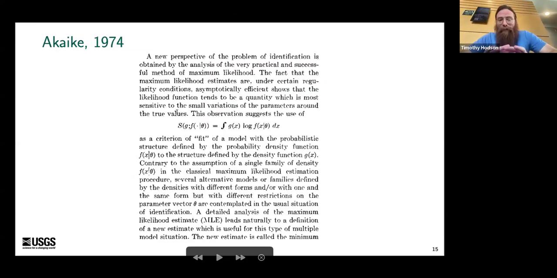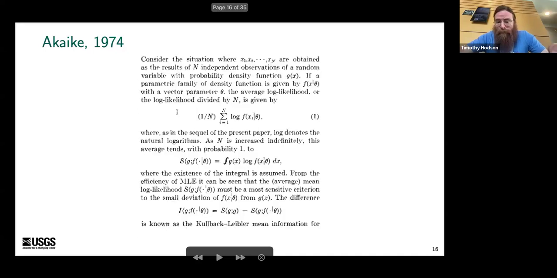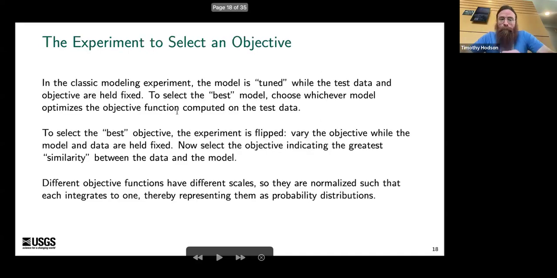And I included a few snippets from Akaike's work. I don't think I'll actually read through them in the interests of time, but I just want to make it clear that Akaike, sometimes his notation is different, but fundamentally lays out most of the ideas that I'll be stepping through. Okay. So that brings us to setting up the paper.